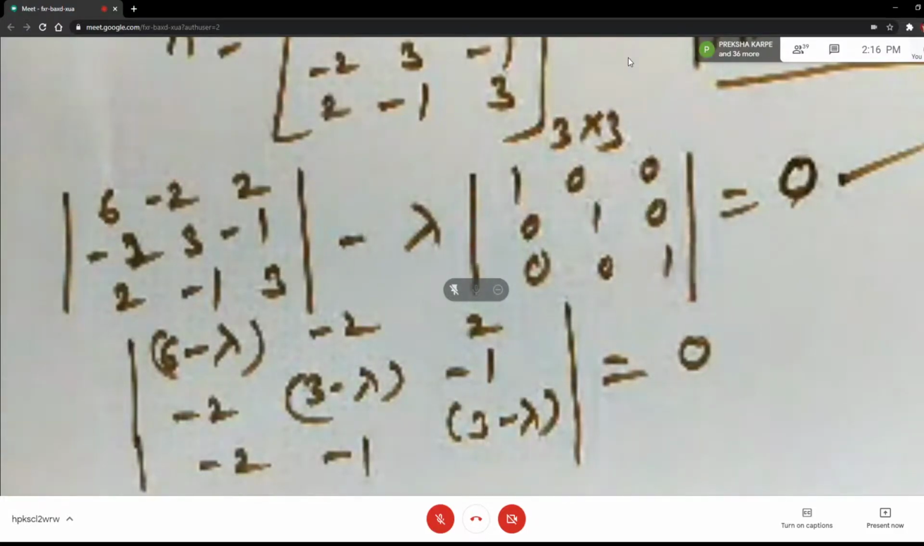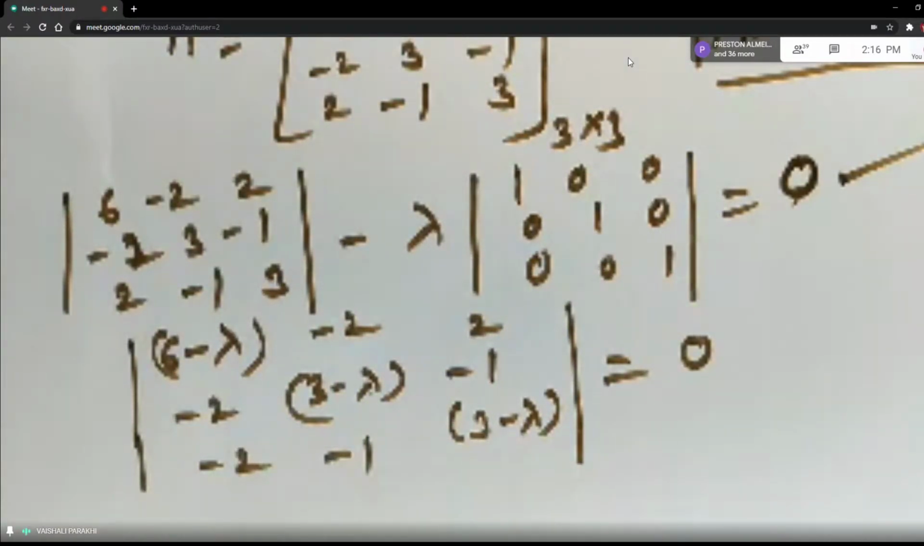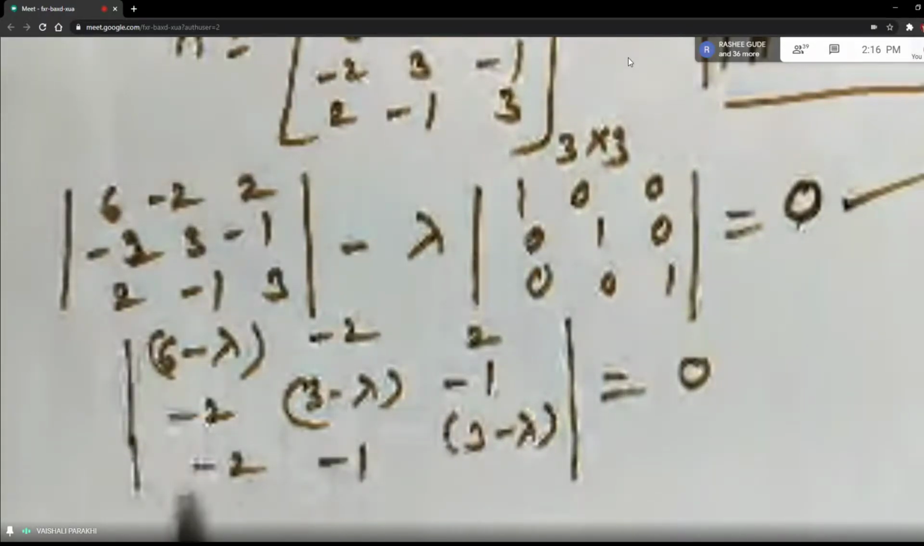And that is the characteristic equation you are going to get, and the roots of that characteristic equation will be our answer. Those are your eigenvalues. Okay. Now how to solve this? This you know already. How do you solve this determinant?